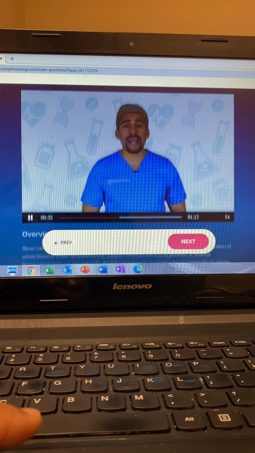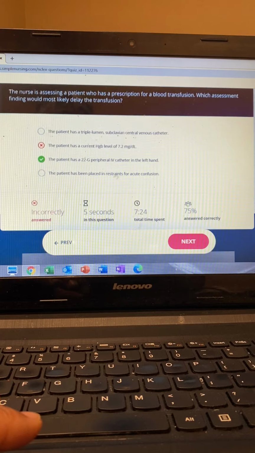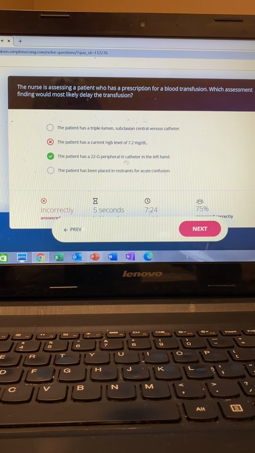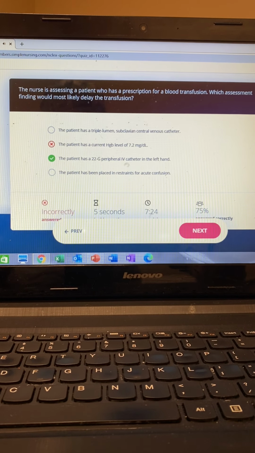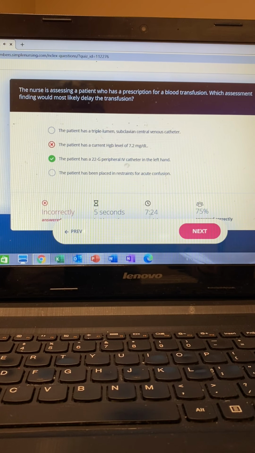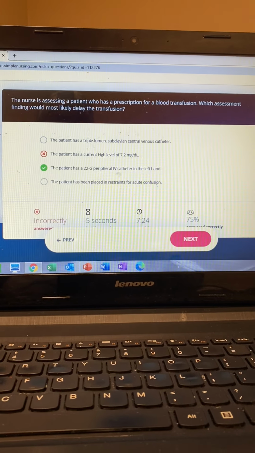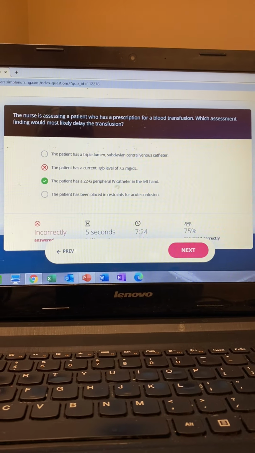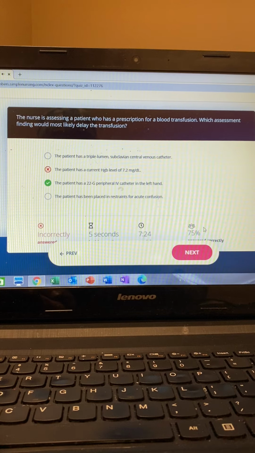So option number 1 and 2 are technically correct. The triple lumen CVL, or central venous line, is okay for giving blood. And option 2, low hemoglobin levels, 7.2, is an indication to get blood. But option 3, that one is the problem. We can't give blood typically through a 22 gauge, which is a peripheral IV inside the hand. So it's not really a good site to give blood. And option number 4, restraints won't interfere with giving blood, so we can't choose that.